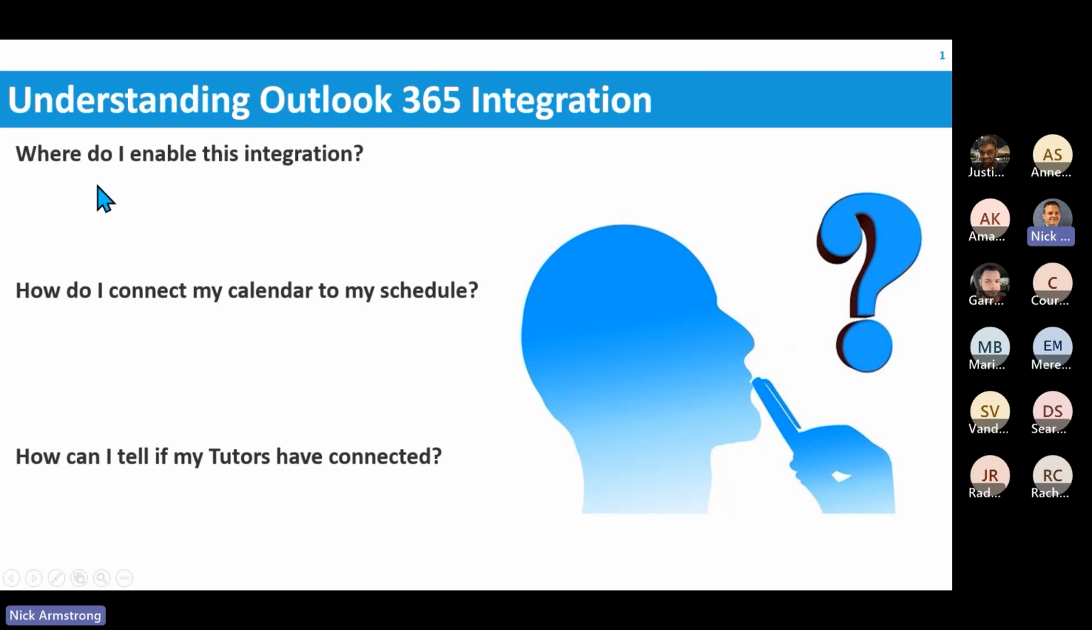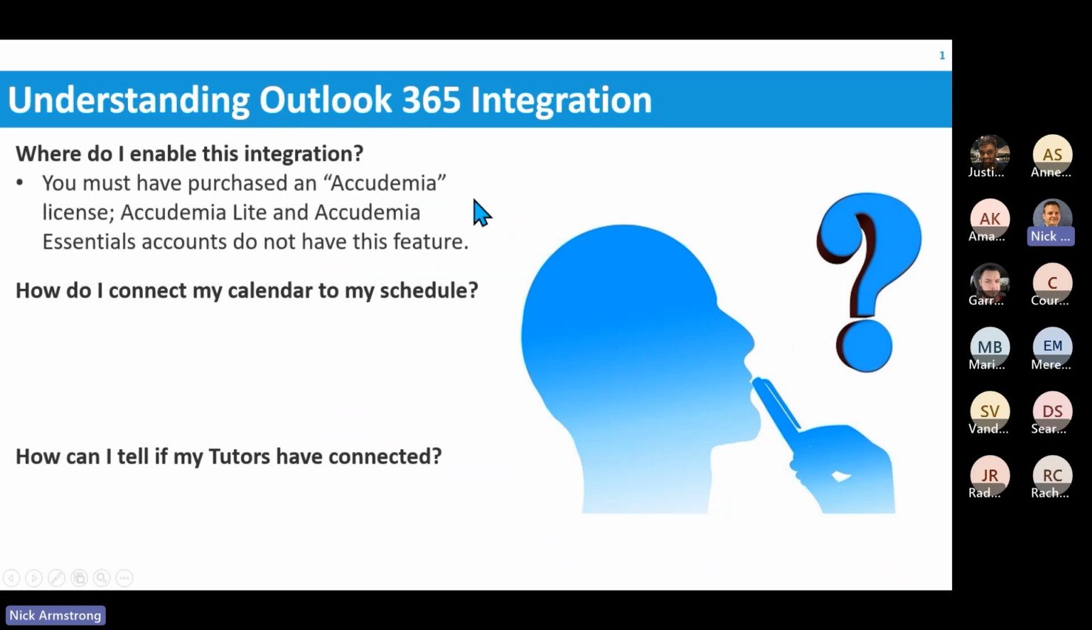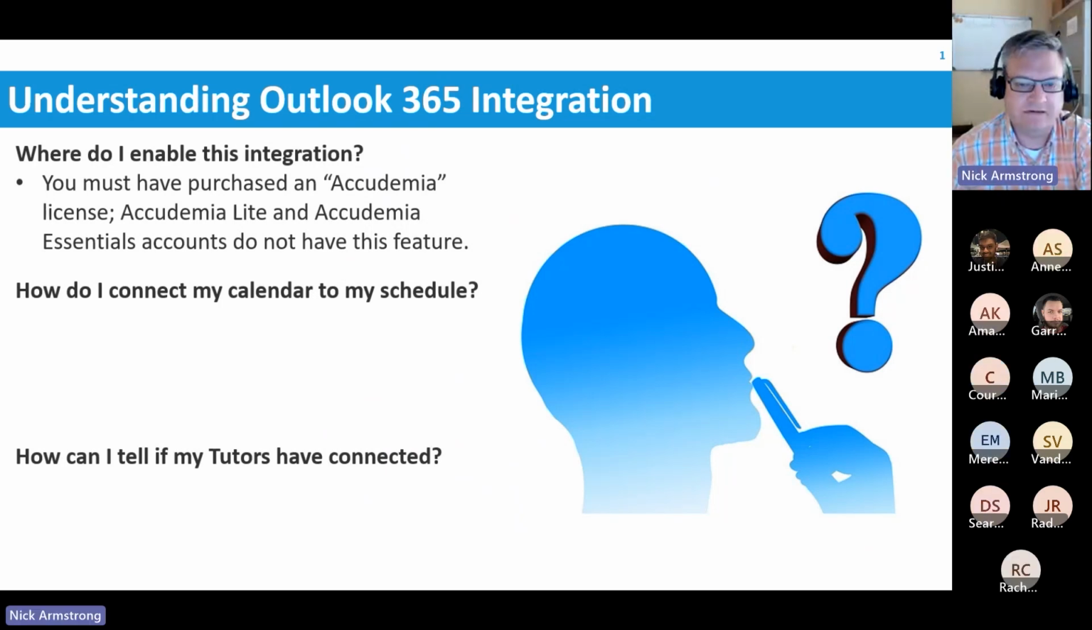So we have a few questions here that we've been asked recently. One of those is, where do I enable this integration? Basically, this will automatically be enabled on your account if you purchased an Accudemia license. The Accudemia license is not an Accudemia Lite or Accudemia Essentials license. So if you have a regular Accudemia license, this is going to automatically be enabled. So you don't have to go in there as an admin and enable this for your staff.